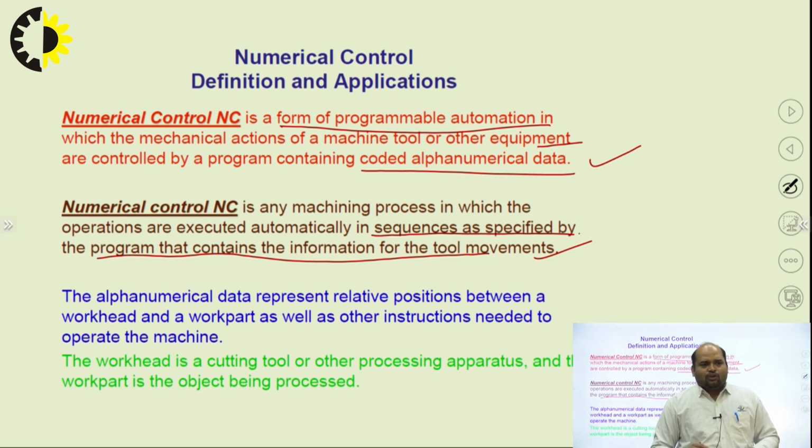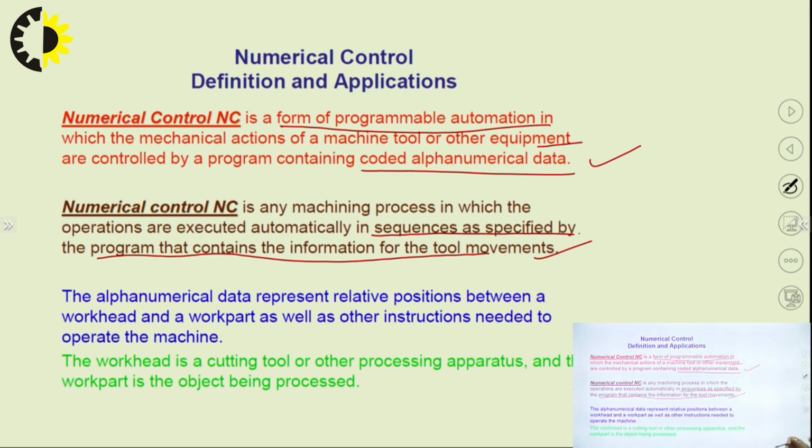In the case of numerical control programming, we first make a program, and after that we feed it into the machine, the machine control unit, and after that the machine tool will read the information system of the program, and then it can execute the operations sequence wise.